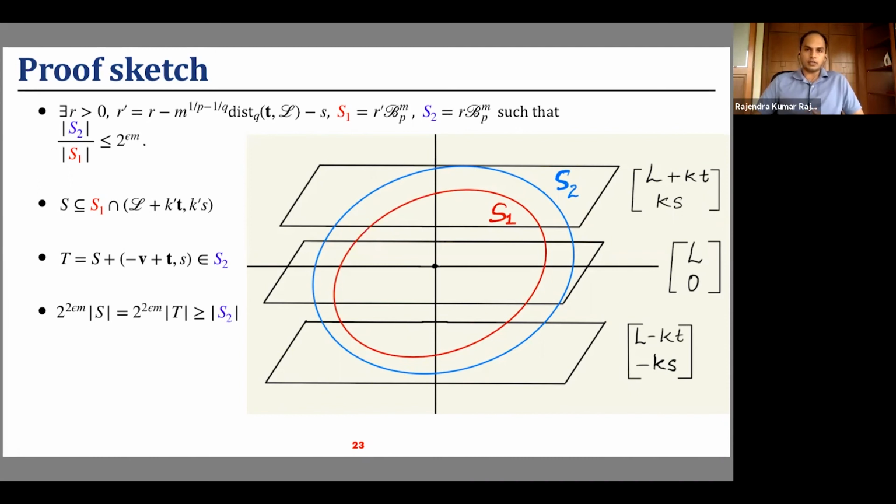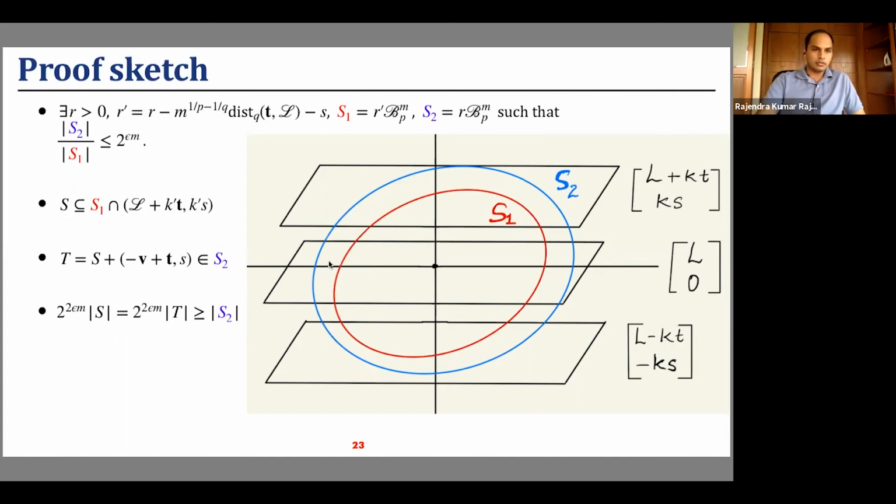and the difference in their radii is not much, and also the number of vectors between S1 and S2 is not much. S2 has at most 2 to the epsilon m times the number of vectors in the sphere S1. This is the first thing we can show, and we can also put a bound on the radius of the sphere S2. If we have a bound on the radius, we also have a bound on how many layers of the lattice L we can have. Then we show that there exists a layer S in S1 which has all the lattice vectors of the form L plus k prime times the target vector T.